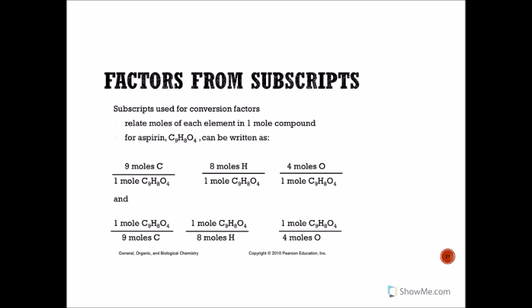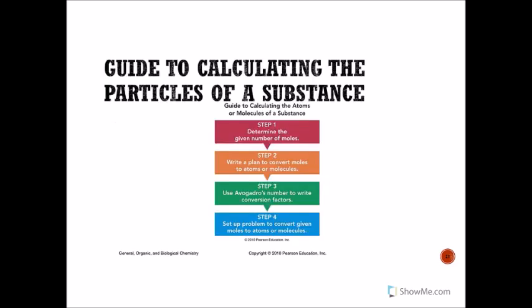And our subscripts are used for conversion factors to relate moles of each element in 1 mole of a compound. For aspirin, it can be written as 9 moles of carbon for 1 mole of aspirin, 8 moles of hydrogen for 1 mole of aspirin, 4 moles of oxygen for 1 mole of aspirin, and vice versa, right? Remember that you can always flip these conversion factors around and write them either way, depending on what number you're starting with in the question.